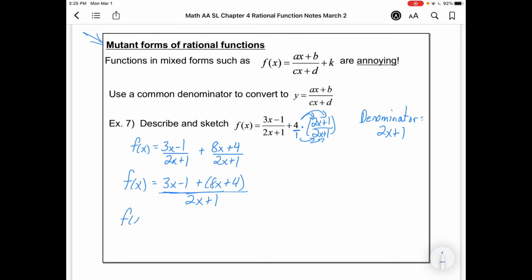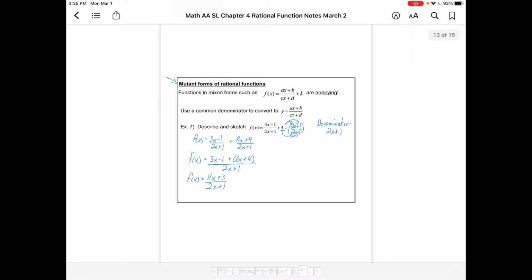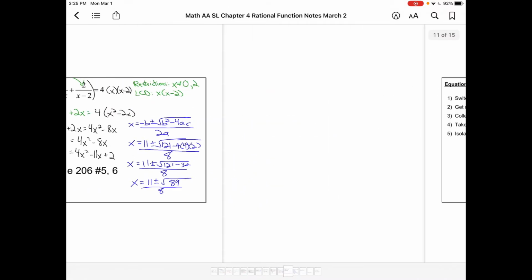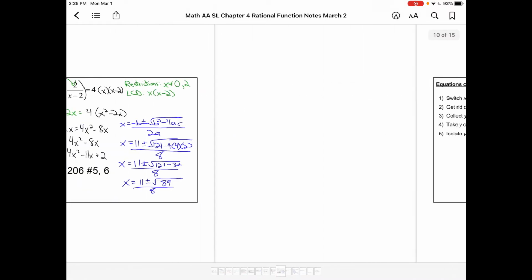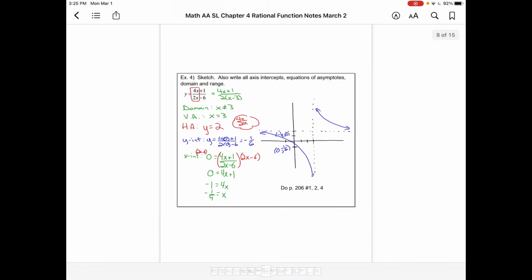And now I can put my terms together. I'll have 3x plus 8x, which is 11x, minus 1 plus 4, that's plus 3, all over 2x plus 1. Okay. At this point, I have it in a form that I've seen before. Where do we have it again?